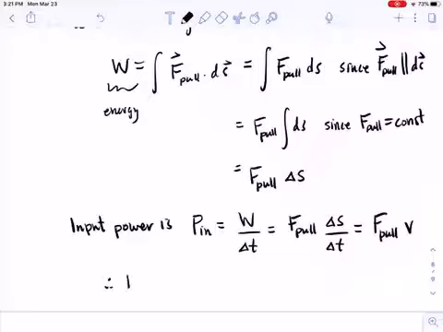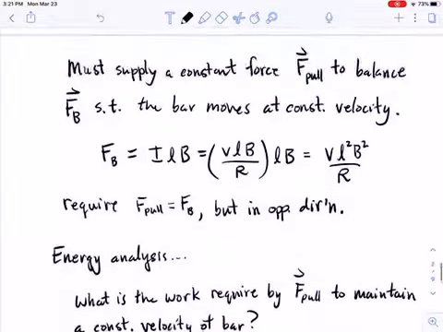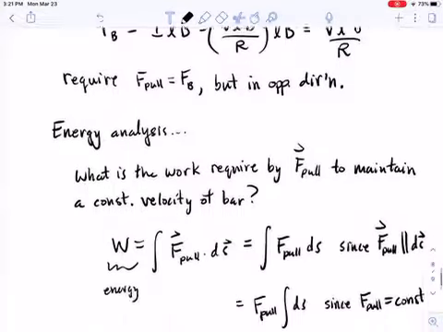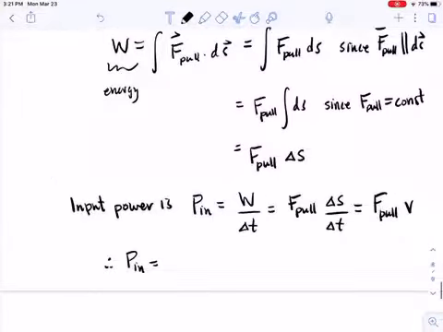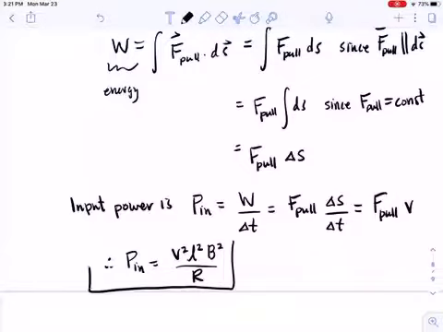And so therefore P in is equal to, well, F pull is right over here. It's v L squared B squared over R. And we're just going to multiply by another factor of v. And what we end up with is v squared L squared B squared over R. So this is the required input power in order to sustain this constant current by moving the bar at a constant speed.